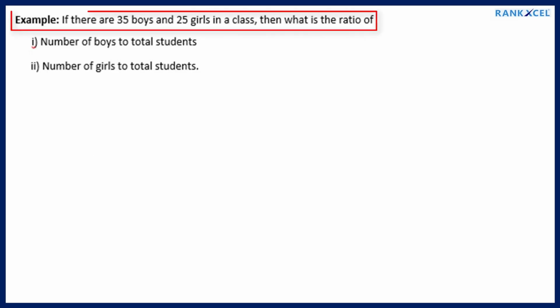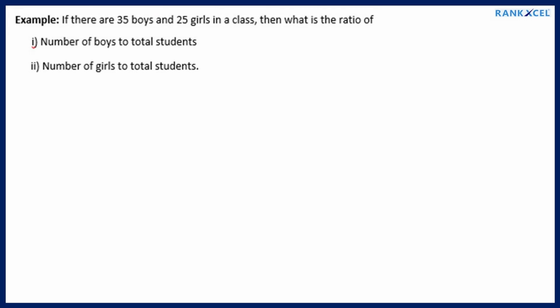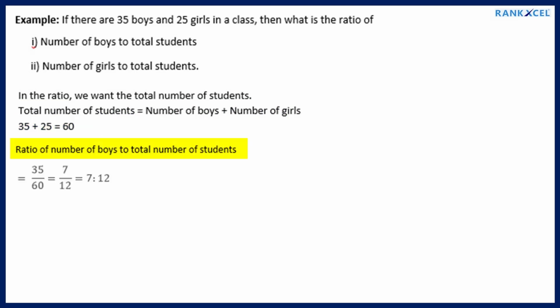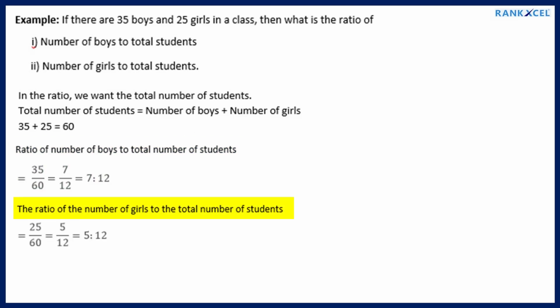Example. If there are 35 boys and 25 girls in a class, then what is the ratio of number of boys to total students, number of girls to total students? Solution. In the ratio, we want the total number of students. Total number of students equals number of boys plus number of girls. 35 plus 25 equals 60. Ratio of number of boys to total number of students. The ratio of the number of girls to the total number of students.